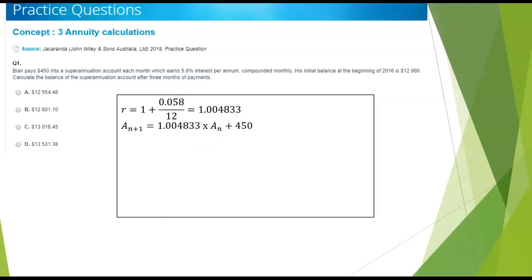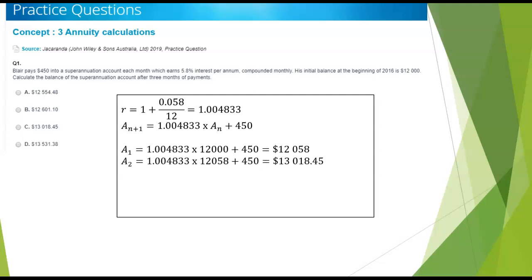So I'm going to write a recurrence relation. At the end of the first period, it's going to be $12,058. Second period, $13,018.45. And at the end of the third period, it's going to be $13,551.38. So our answer is going to be answer D.